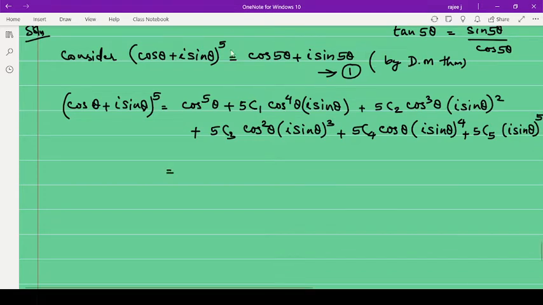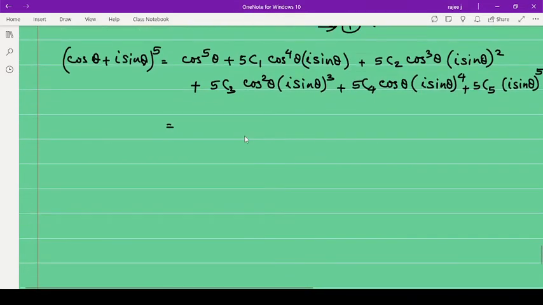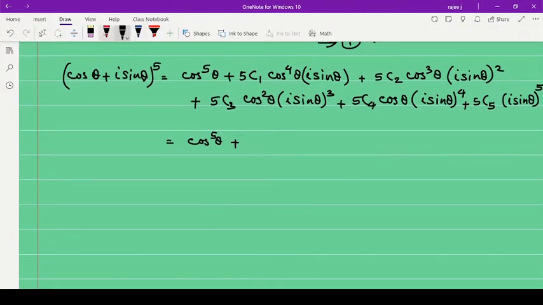So if you are using Pascal's triangle, you can just write the values here: 1, 5, 10, 10, 5, 1, like that. So this is cos raised to 5 theta plus, now I am going to reduce a step a little. So cos raised to 5 theta, see, this is going to be i squared sin squared theta. I will write i here, i times 5c1, which is 5 cos raised to 4 theta and sin theta.